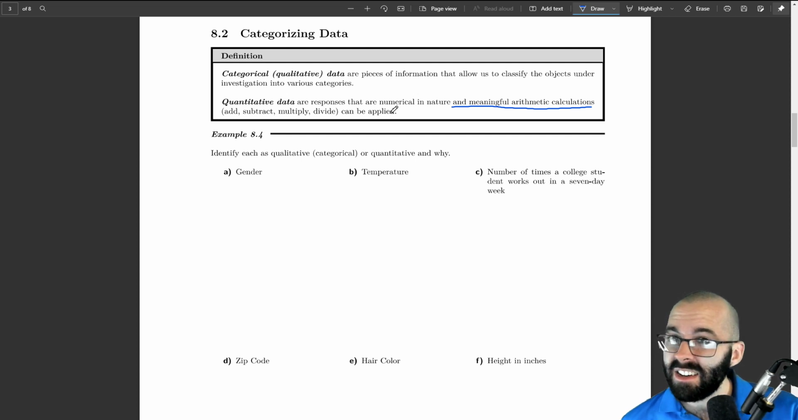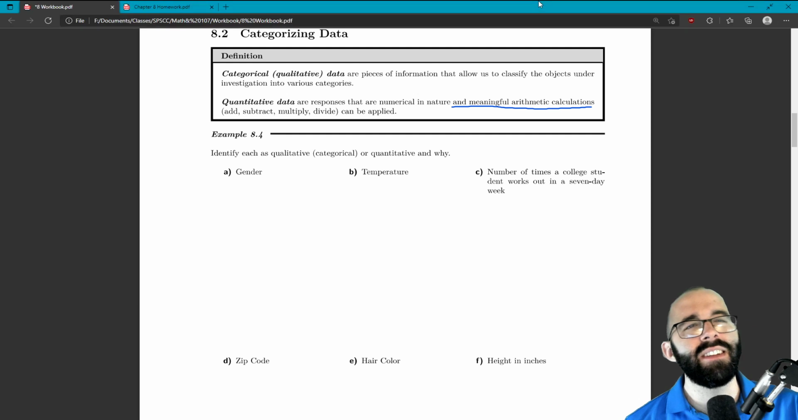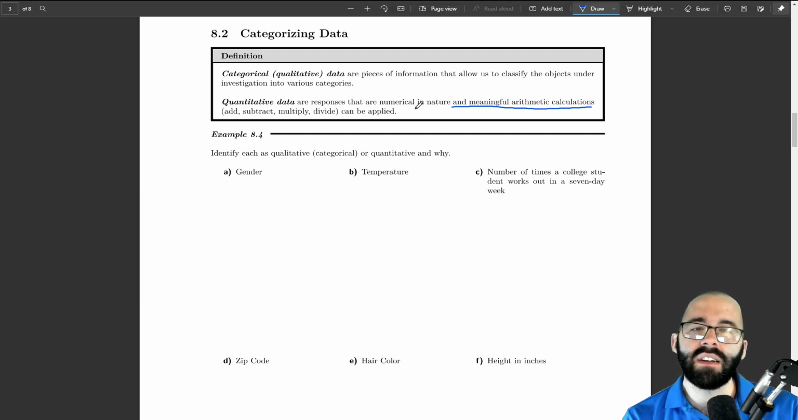They'll sneak in there. Ratings, a lot of times, like, oh, rate this from 1 to 5. You'll see all the responses are numbers between 1 and 5, but sometimes, and we will talk about averages, cases like that, it's still qualitative data in that case. Watch out for that. Anyway, let's look at some of these.